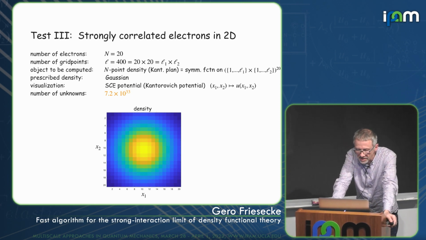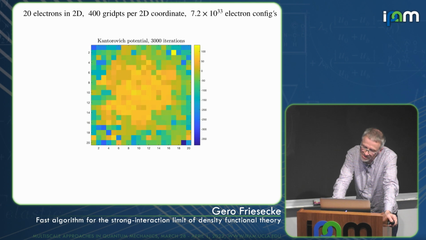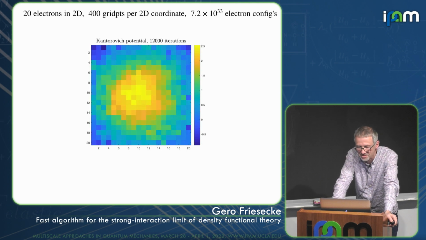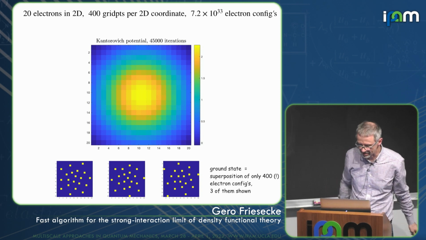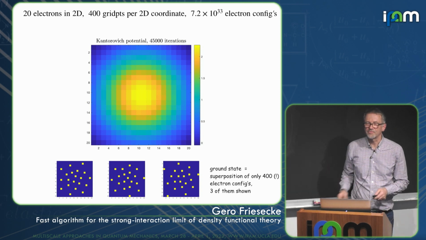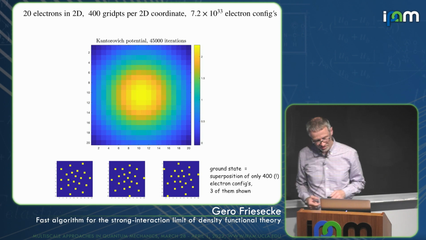So with the Gaussian density. Here I cannot show the configurations, but I show the Kantorovich potential. So this is 10 to the 33 configurations, 1,000 iterations, 3,000, 8,000, 12,000, 20,000, and after 45,000, it's converged. Okay, 45,000 may look like a lot, but the configuration space has size 10 to the 33.